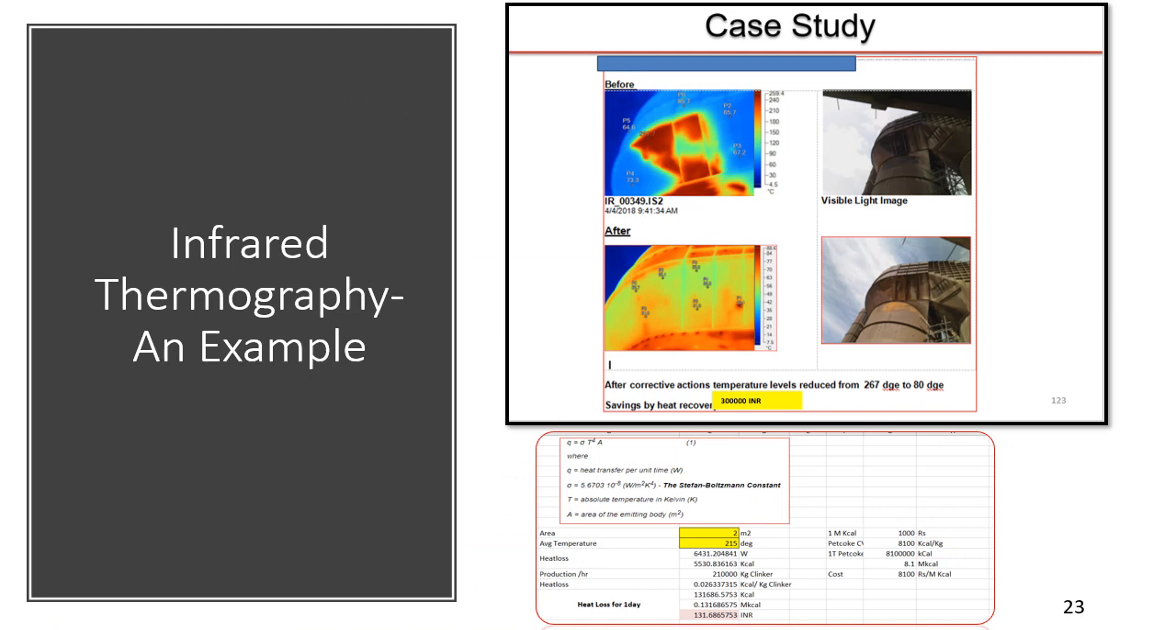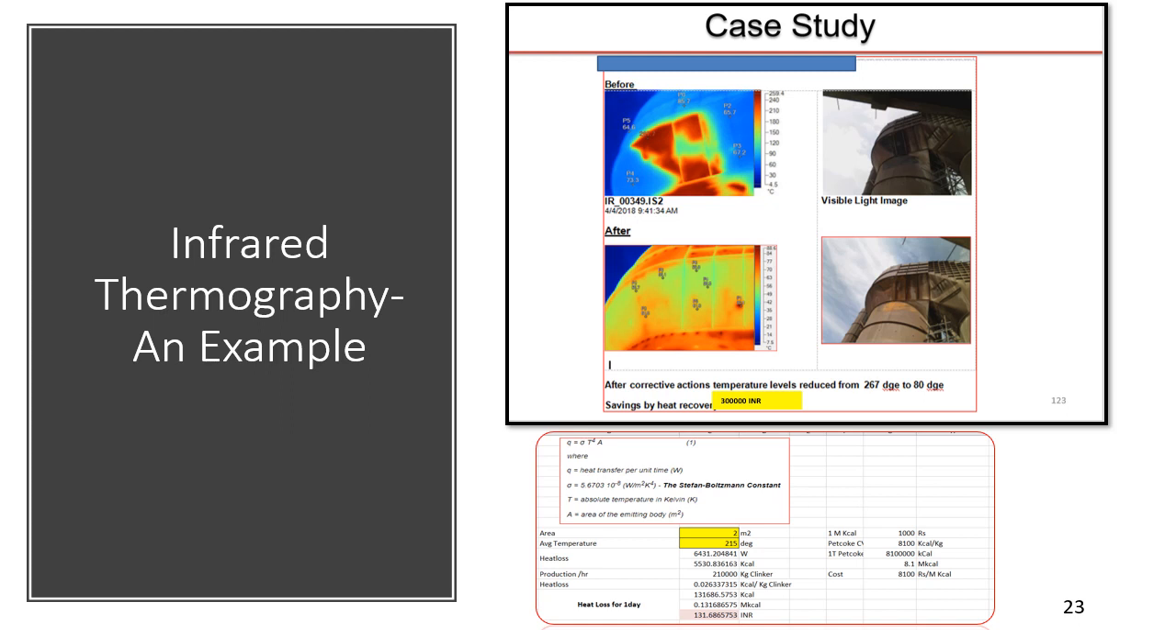The next example is of infrared thermography application. This was a case of process thermography in a cement plant cyclone system. The thermography was carried out, and it was found that there was a red spot at the cyclone, and this was due to a failure of the refractory inside the cyclone. After the corrective action, the temperature around this area was reduced from 267 degrees to 80 degrees. So we actually avoided the radiation loss around 180 degrees, which would result in savings of around 3 lakhs Indian rupees.